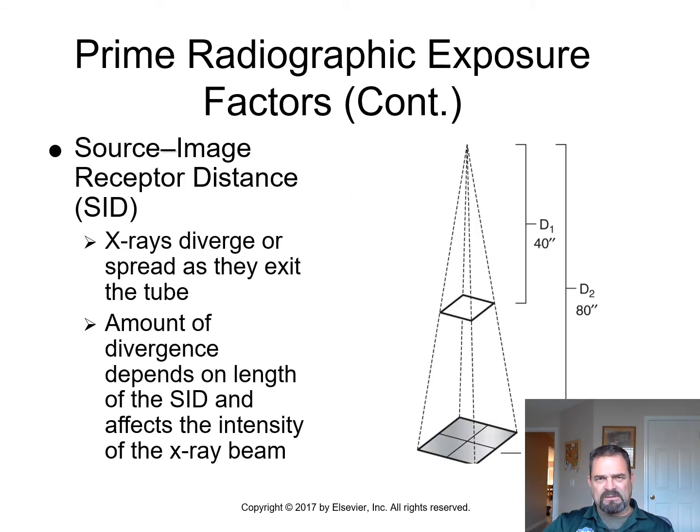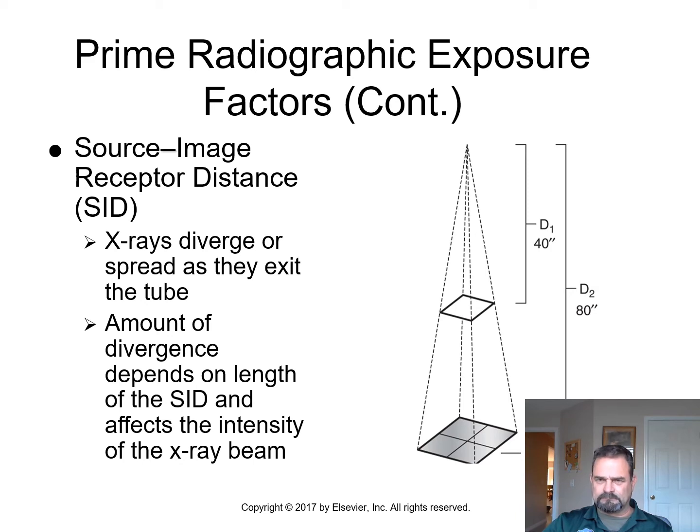All right, so in the source image receptor distance, the SID, this is where the X-rays diverge or spread as they exit the tube. The amount of divergence depends on the length of the SID and affects the intensity of the X-ray beam. As you can see in this diagram, the common SID or D1, distance 1, is 40, okay? And then the total D2 distance, that is to the IR itself, or the radiation field itself, is 80.